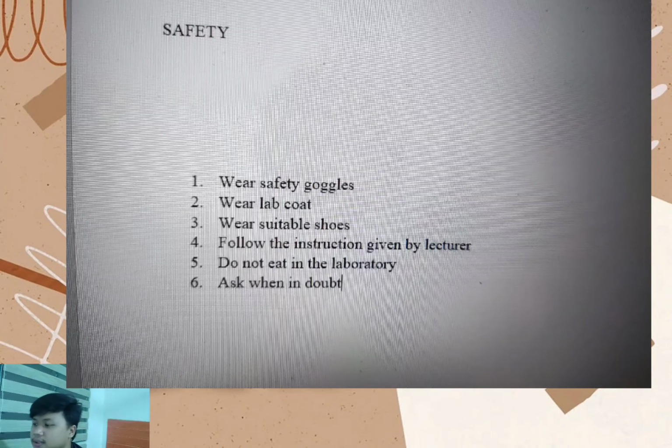Safety precaution. Number 1, wear safety goggles. Number 2, wear lab coat. Number 3, wear suitable shoes. Number 4, follow the instruction given by our lecturer during the experiment. Number 5, do not eat or drink in the laboratory. Number 6, ask when in doubt.